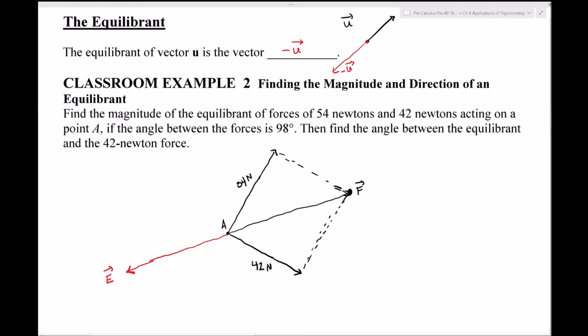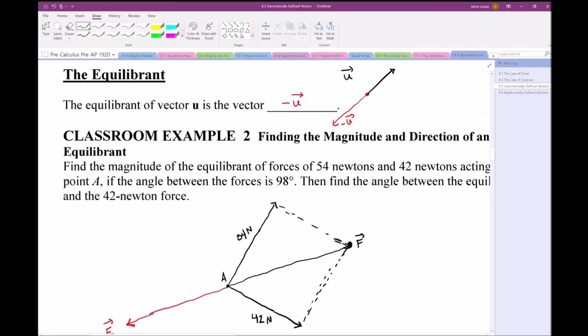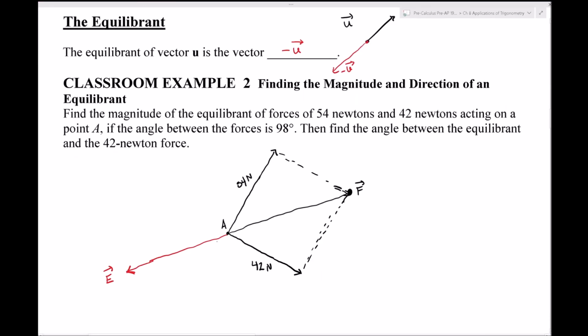And we want the angle between that equilibriant and the 42 newton force. So we want this angle. That would be nice. So how do I find out that angle? Maybe the way that we can find that angle is to find this one out and then subtract it from 180, since the equilibriant and the original are supposed to form a straight angle, in other words, 180 degrees. So that's probably the way I want to go about that.